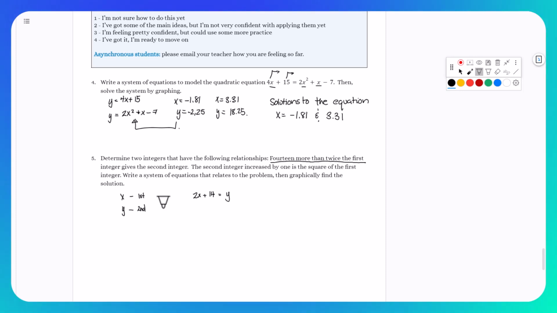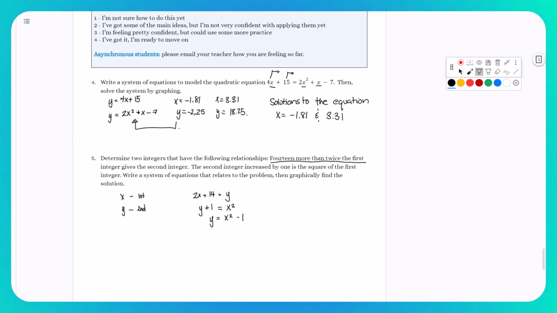Well, then they said the second integer. Well, the second integer is y, and we're going to increase it by 1. And that's going to equal the square of the first, which is x squared. Now, we want to solve this graphically, but before we do, we have to rewrite the second equation in terms of y. So y equals x squared minus 1.